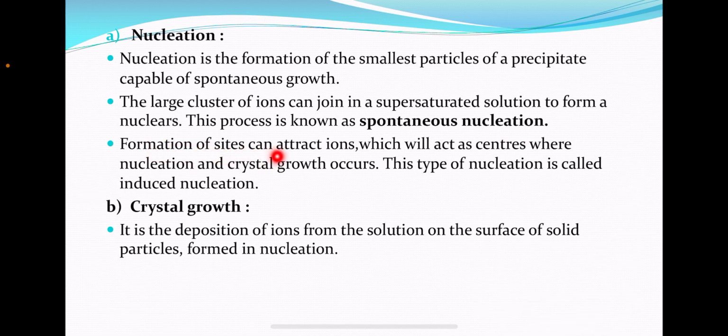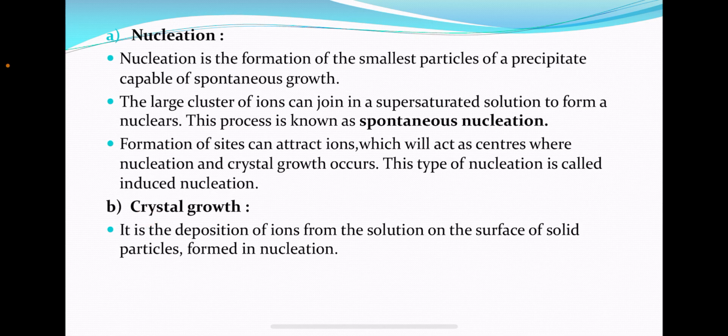Formation of sites can attract ions, which will act as centers where nucleation and crystal growth occur. So there will be a formation of sites. Formation of sites means different nuclei are going to form in the solution, and these will attract the ions which will act as centers where nucleation and crystal growth occur. This type of nucleation is called induced nucleation. This is how, in the physical process called nucleation, the precipitates are formed.